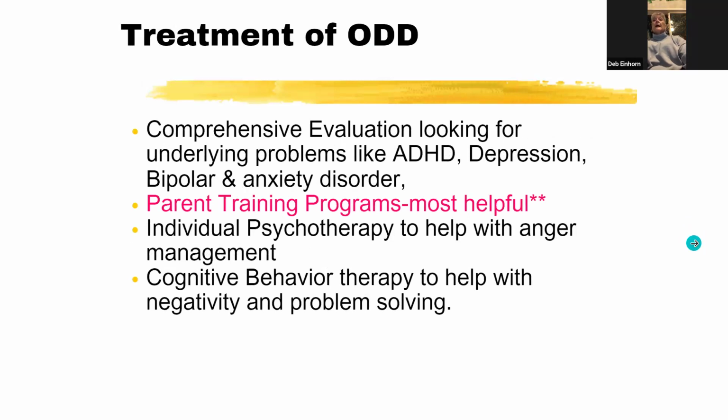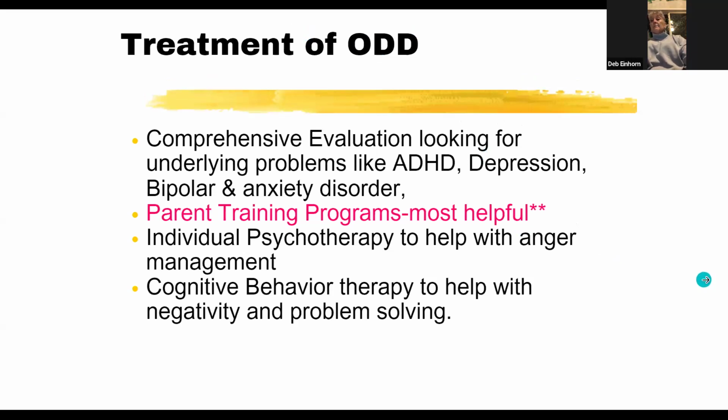Treatment for oppositional defiant disorder includes comprehensive evaluation, again looking for any underlying problems or coexisting disorders. Parent training programs are most helpful because these children are so defiant to any kind of authority. It's helpful for parents to go through a training program that helps them know how to work with their child at home. And then individual psychotherapy helps children with anger management.